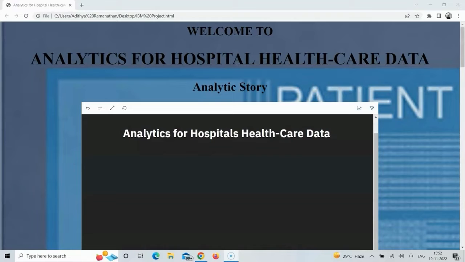Analytics for hospital healthcare data. Data analytics is the process of examining raw data sets to find trends, draw conclusions and identify the potential for improvement. Healthcare analytics uses current and historical data to gain insights, macro and micro, and support decision making at both the patient and business level.